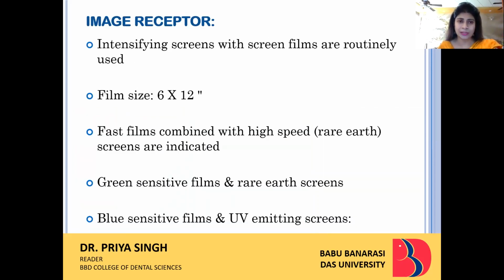Then coming to the image receptor, intensifying screens with screen films are routinely used here. As I have told you earlier, since it's an extraoral radiography, that's why an intensifying screen is used, so that the X-ray which is cast on the film will be further intensified and the X-ray exposure to the patient will be minimal. Film size is 6 into 12 inches. Fast film combined with high speed, that is rare earth screens, are indicated here. Green sensitive film and rare earth screens are the ones which are utilized. Blue sensitive film and UV emitting screens are utilized when we talk about panoramic radiography.